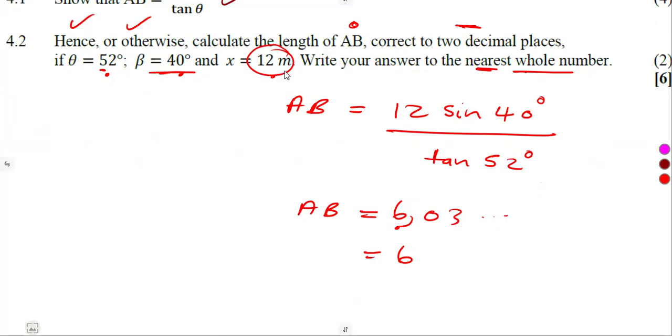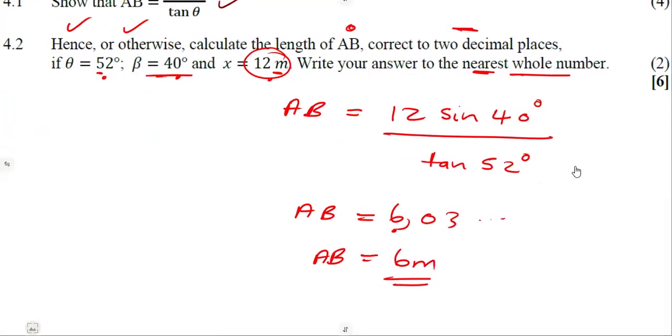Remember, x is in meters. So it also means our AB is going to be in meters. This is the length. So you use the unit that we are given before. So that was it, guys, just like that.